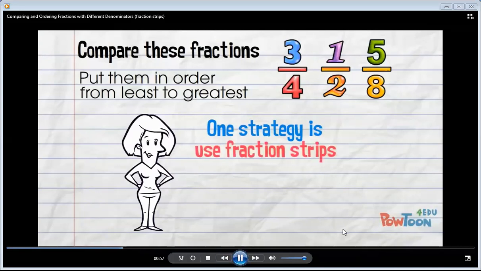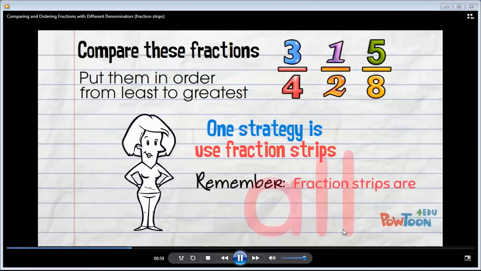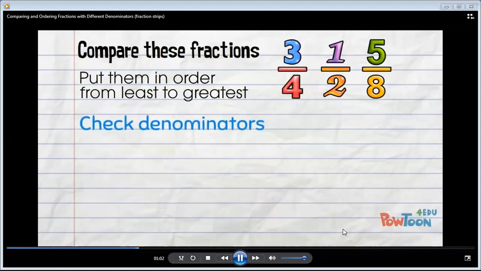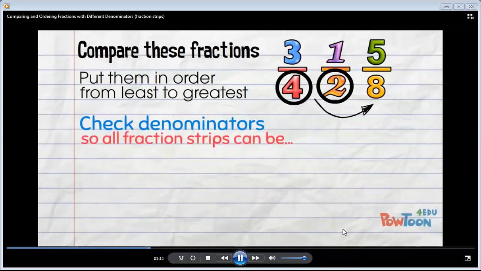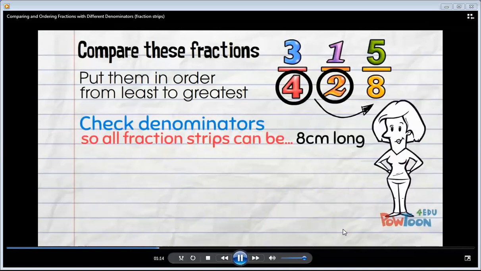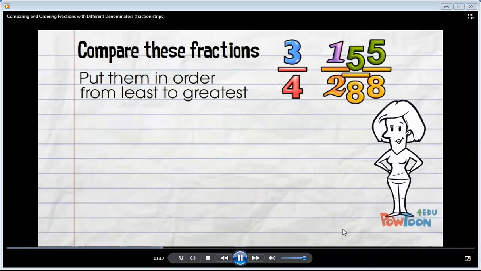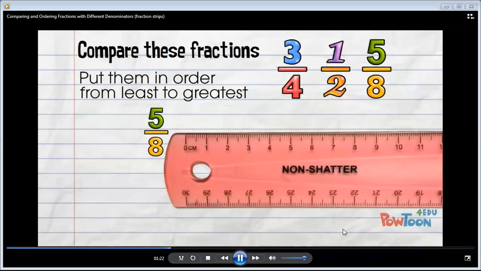Is to use fraction strips. Yalla, now we will use fraction strips that are all the same length. First, we check the denominators. 2 and 4 are both factors of 8. So all the fraction strips can be 8 centimeters long. I do the fraction with the largest denominator first. Always use a ruler to make your fraction strips. We have to use a ruler because we have to draw the fraction strips.